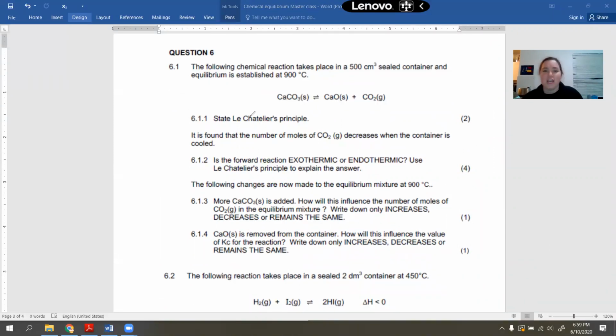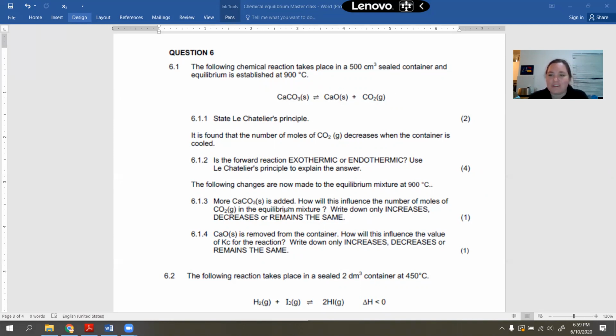My brain's on calculus. General equilibrium calculations, Casey calculations, and the Shakyas, but we'll hopefully see that they come together. All right, question 6.1. The following equilibrium takes place in a 500 centimeters cubed sealed container, and the equilibrium is established at 900 degrees Celsius. Okay, so over here we've got calcium carbonate solid, calcium oxide solid, and carbon dioxide.